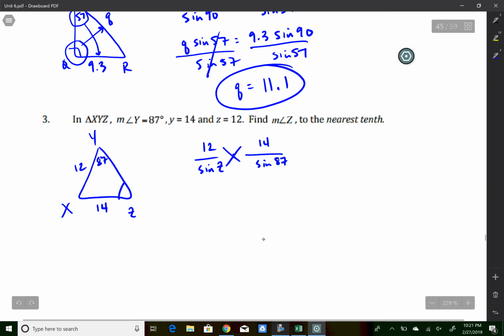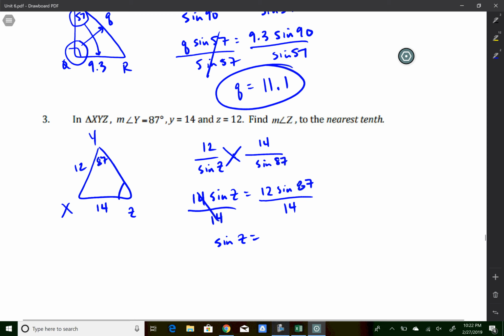So if we cross multiply, we have 14 sine of z is equal to 12 sine of 87. Now, I want to get it so that the variable's by itself. So I can't divide the sine of z to the other side like I've done in the previous examples. I'm going to divide away the 14, and I'm going to get the sine of z is equal to whatever that is in my calculator. So 12 sine of 87, and your parenthesis, divided by 14, and I'm going to get a decimal.